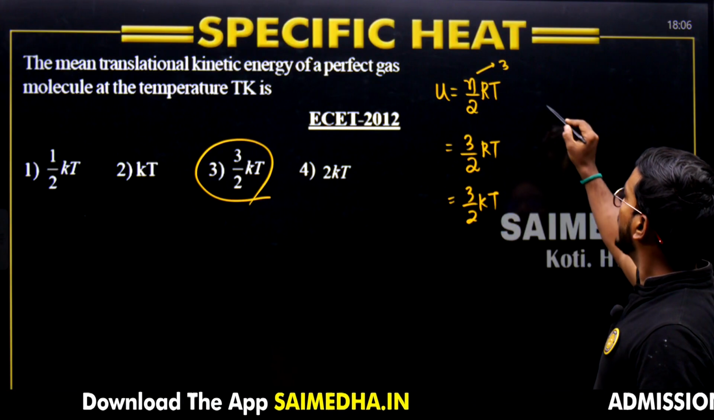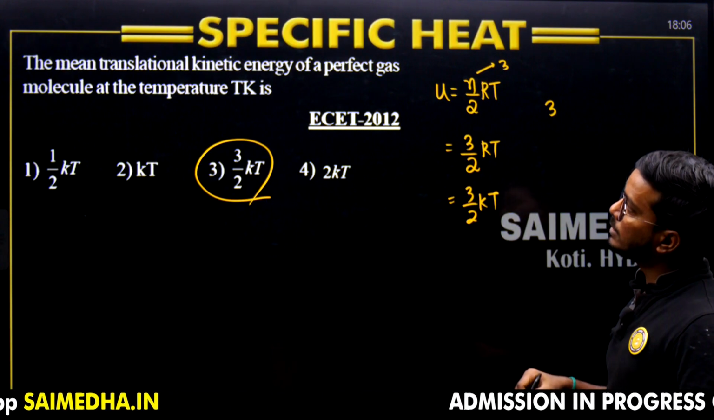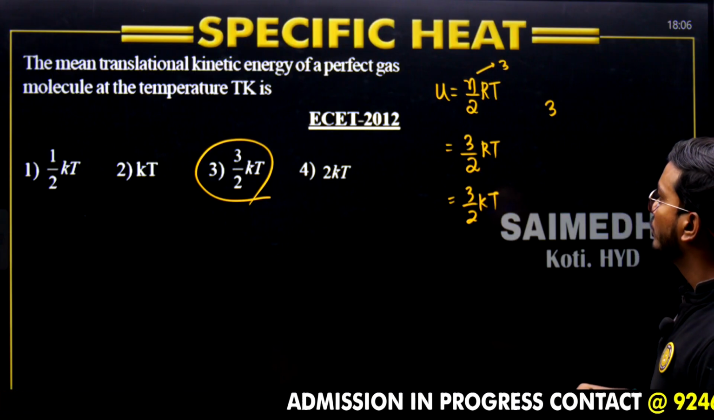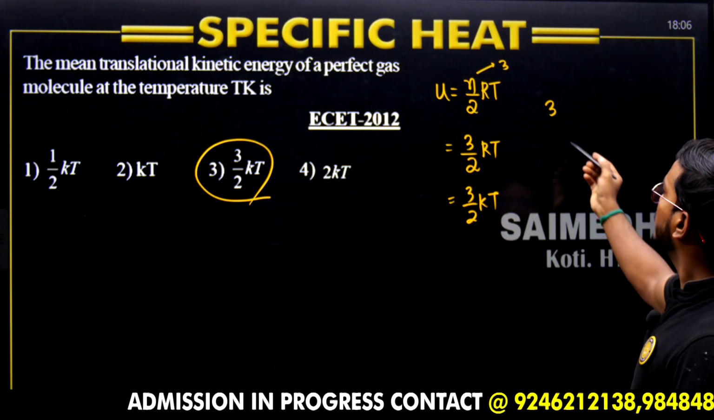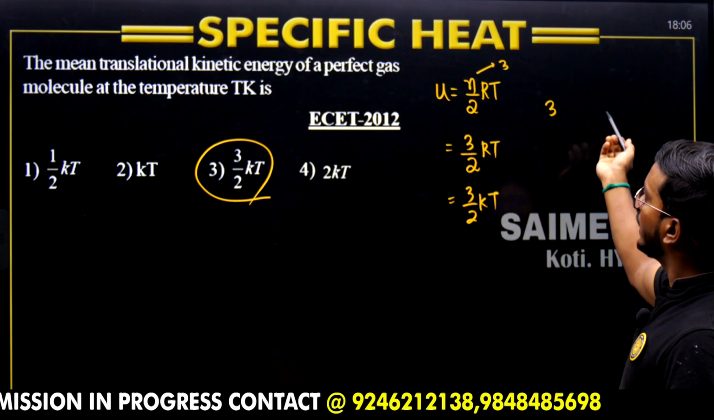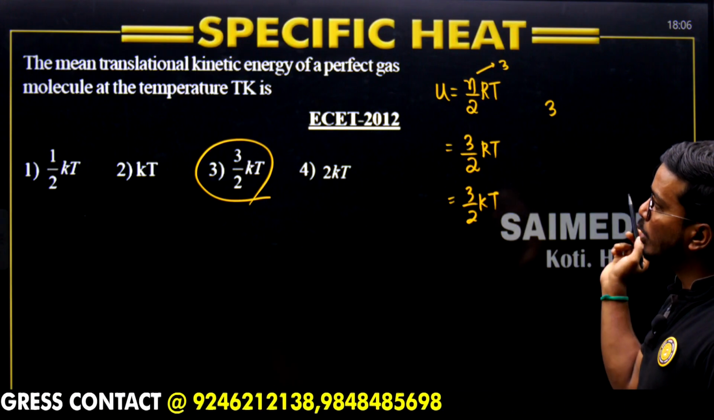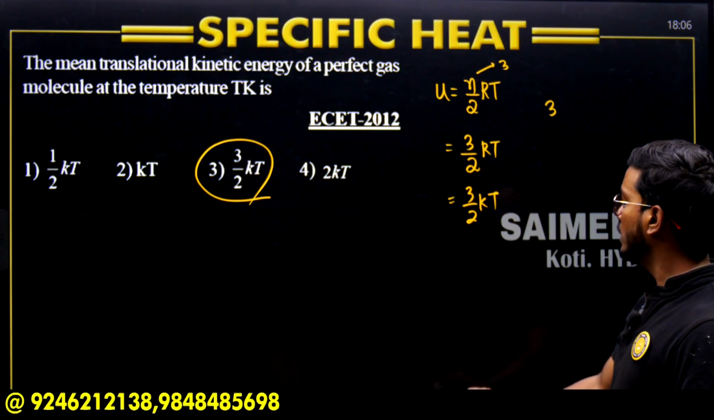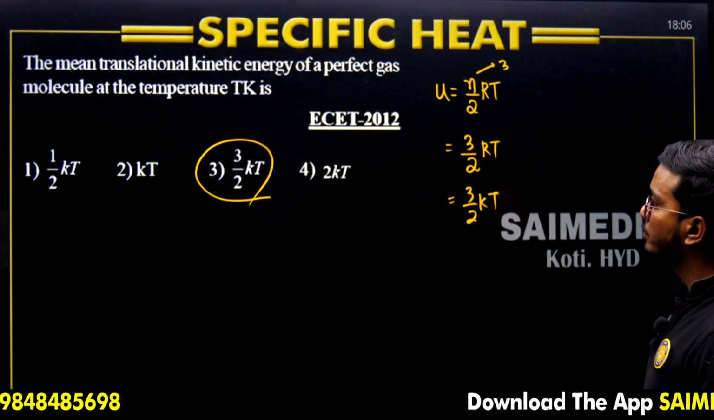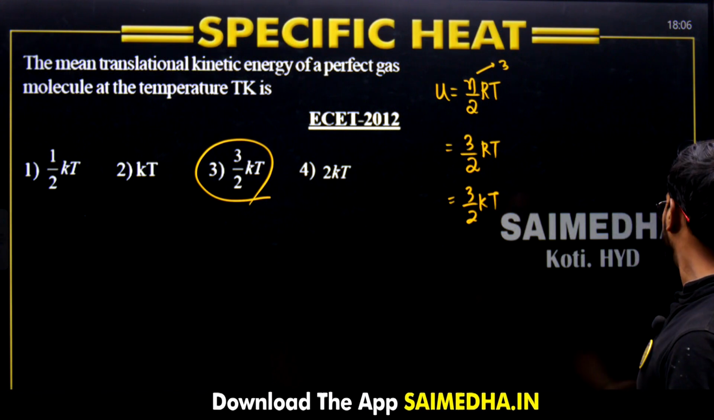Usually the formula can be written like this also. Translational kinetic energy of the molecule. If one molecule is getting asked, usually this is 3 by 2 KT. If the number of molecules we take as 1, then the answer would be 3 by 2 KT. But here I will prefer to write it in this manner.